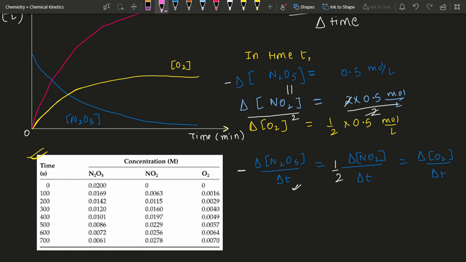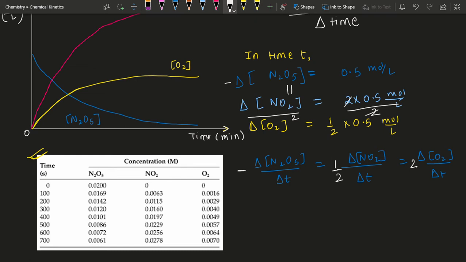if you take O2 for example, 1 mole of N2O5 decomposes to give half a mole of O2. So that means that the rate of formation of O2 should be half times the rate of decomposition of N2O5. So in this case, you will put a 2 here.